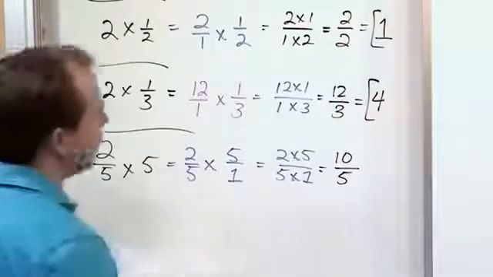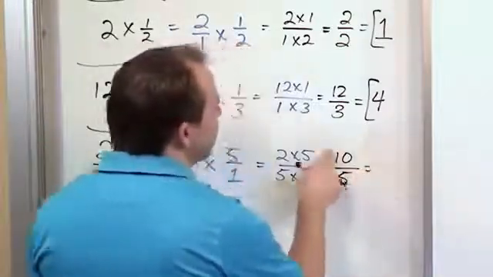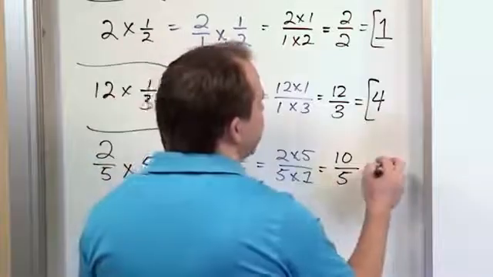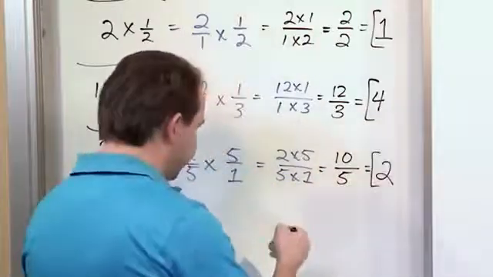And this is one of those cases where you're going to get a whole number. 10 divided by 5 is going to give you 2.